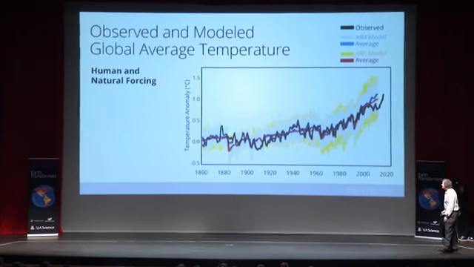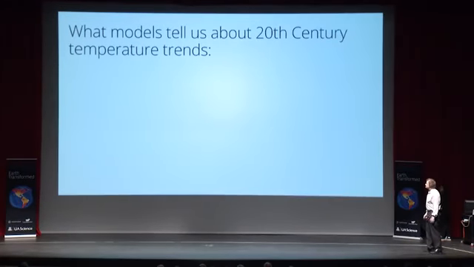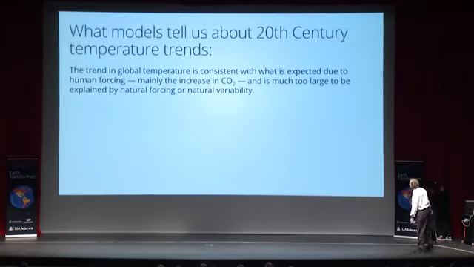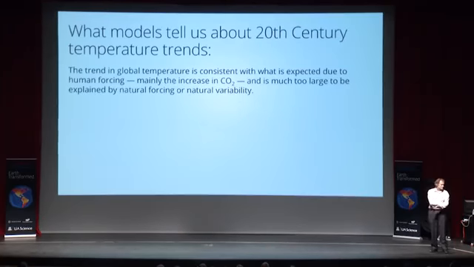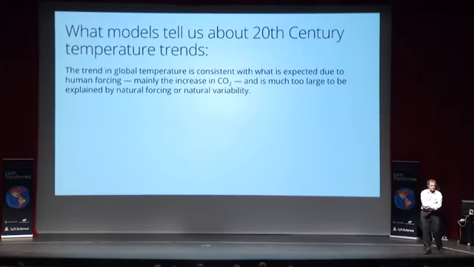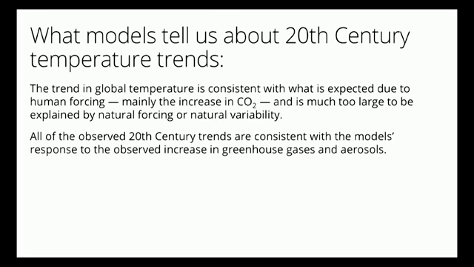Now, what we know from this, if you go through all the science, and the science really hasn't changed very much in the last 15 years, and it shouldn't. I mean, Arrhenius did the calculation 120 years ago this year and got pretty much the same answer. The trend in global average temperature is consistent with what is expected due to human forcing, mainly the increase in carbon dioxide. It is much too large to be explained by natural variability or natural forcing like volcanoes or sunspots.